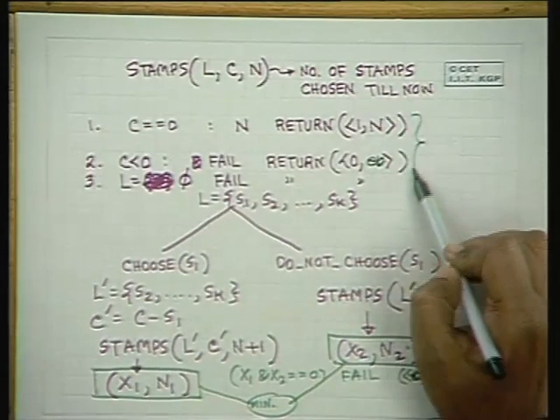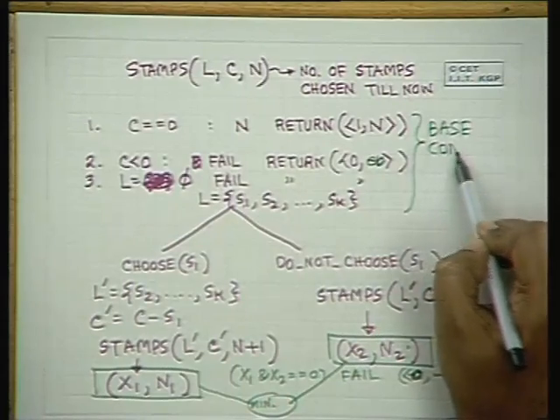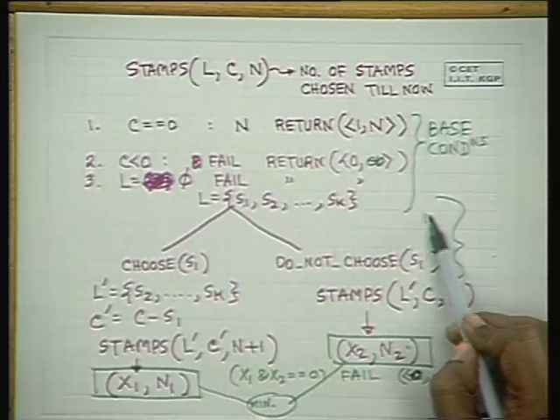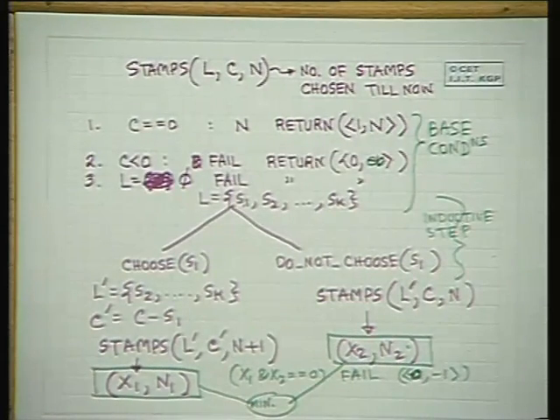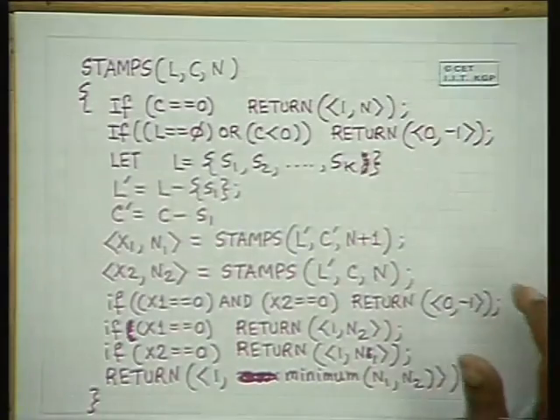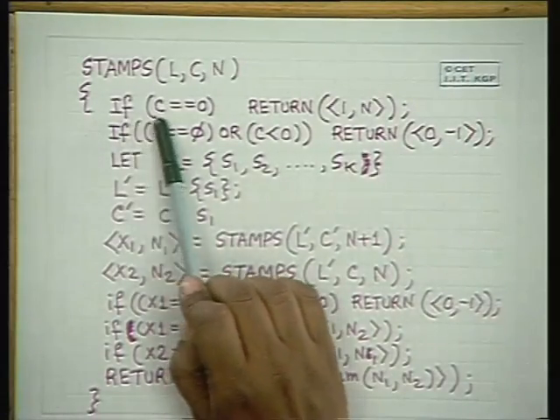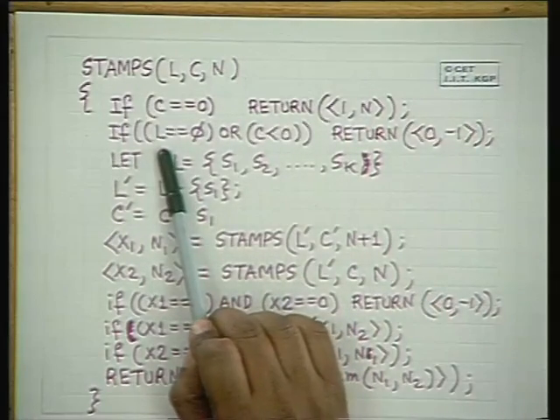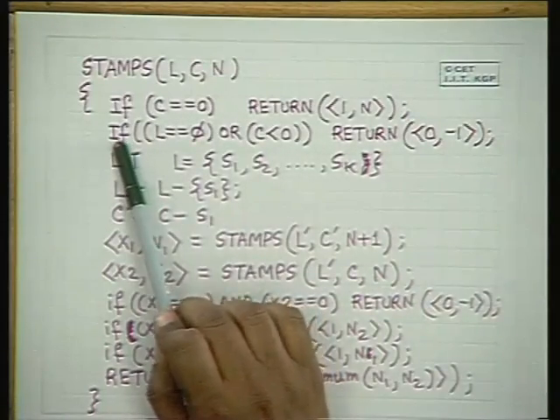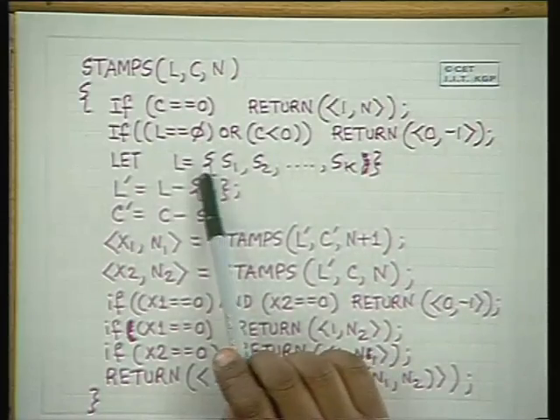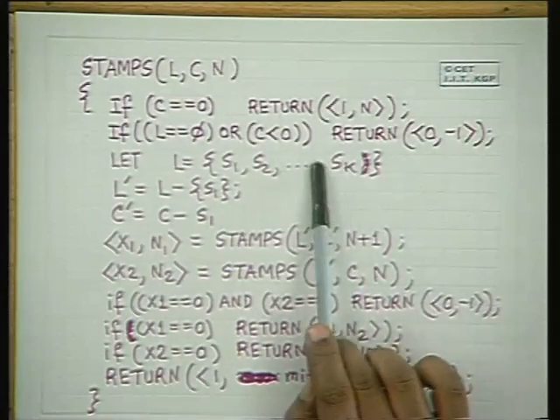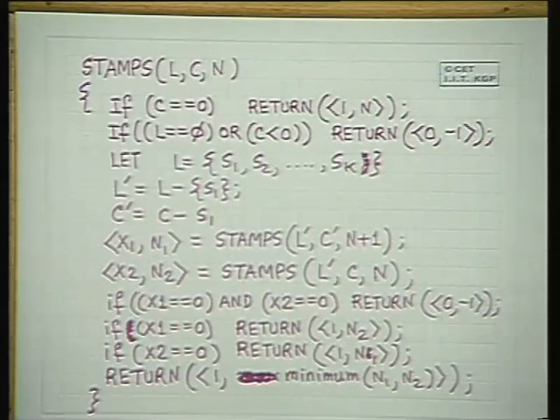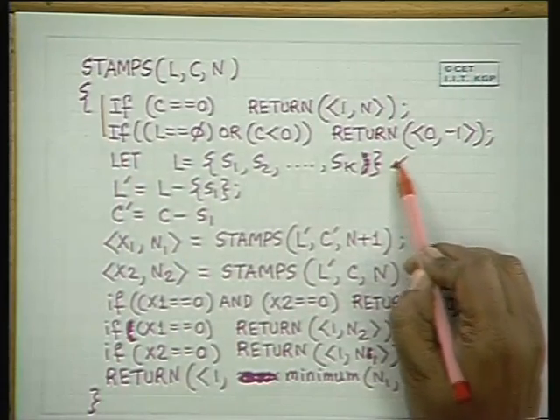So the steps are, these are the base conditions, this is the inductive step, and this is the recomposition. So if we write out the algorithm, then it will look like this. If C is equal to 0, return 1, n. The failure cases are, if L is 0, that is, if this does not happen, the else part automatically starts. To save space in such a long definition, I have not written out the else part. If L is equal to 0 or C is less than 0, then you fail. And if these two are not true, you go into the inductive part of the whole definition. That is, these two are the base conditions, and from here you decompose.